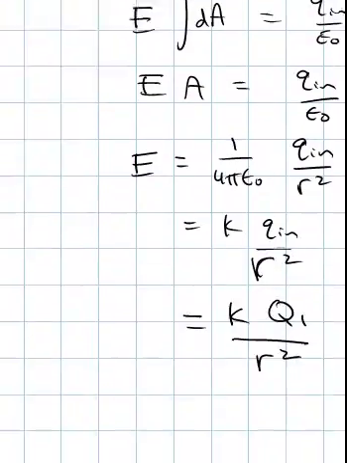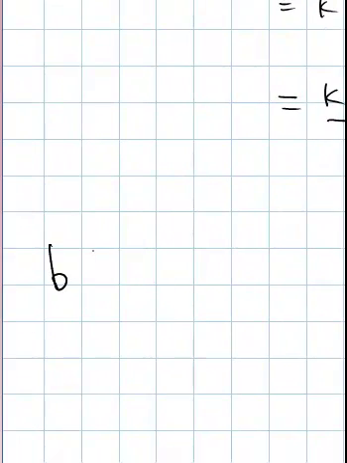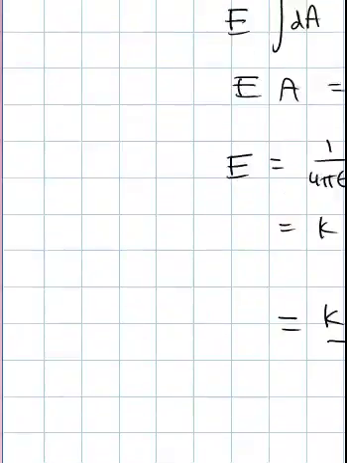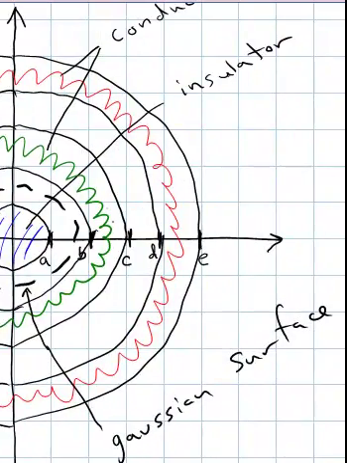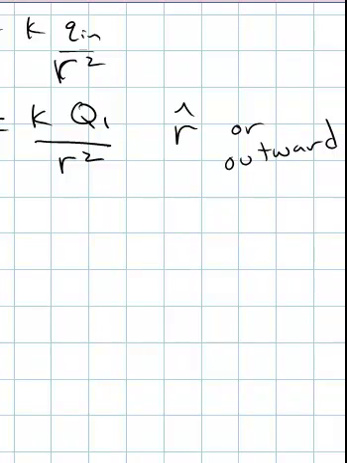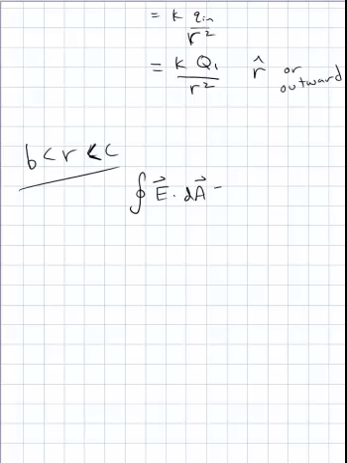I'm ready to go ahead and do the region between B and C. These are less than signs. So r greater than B but less than C. So now we are going to be in this green area on our chart here. And I'll draw a Gaussian surface in there. And again, the integral of E dot dA is Q in over epsilon naught. That's Gauss's law. But we know something about this region. We are inside of a conductor here, right?